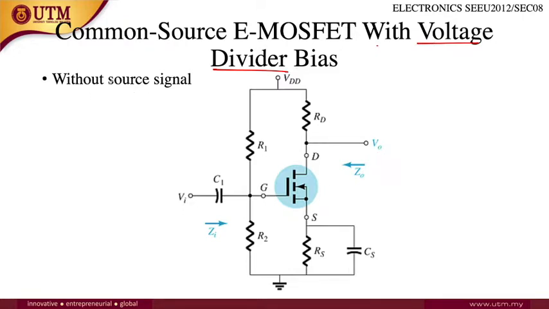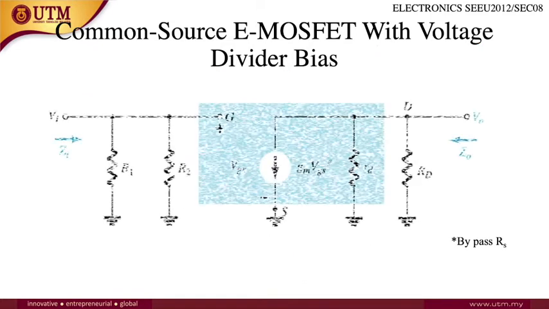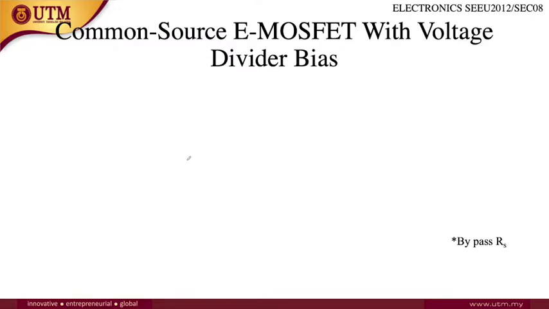This is also without source signal, so there is no source signal here. Only the V input, VDD, and V output, and there is also a bypass capacitor here. Note that there is a bypass capacitor connected to RS. So same as just now, RS will be short circuit if you redraw it. If you draw the AC equivalent circuit, it will look like this. R1 and R2 are in parallel.